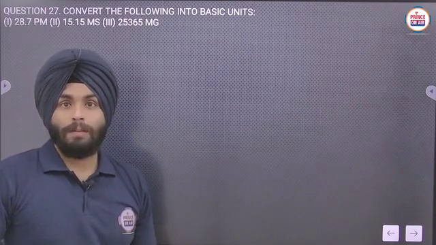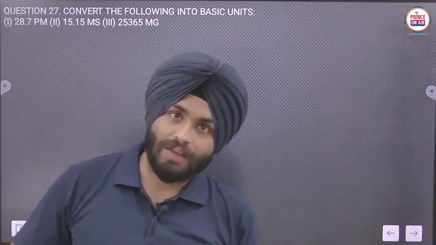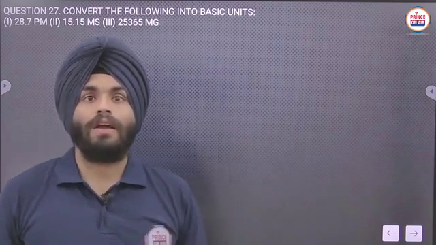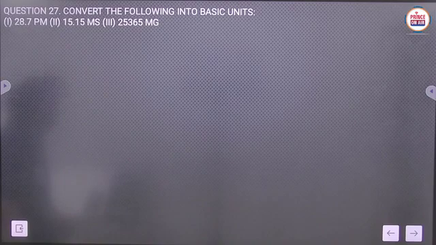Then 15.15 millisecond. Okay, so you just have to convert this into second. Then this one is 25365. That is milligram. Okay, so convert this into gram.